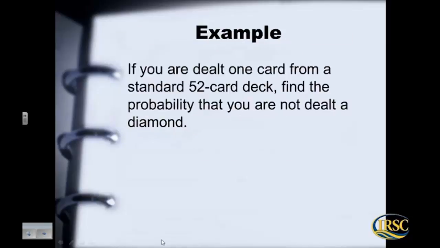So if you're dealt 1 card from a standard 52-card deck, find the probability that you are not dealt a diamond. So first of all, there's a lot of different ways we can do this problem. We can strictly look at what's not a diamond, but you could also just say, well, what's the probability of finding a diamond first? Because that might be easier to think about it that way. So the probability of selecting a diamond would be what? 13 out of 52, okay, which reduces to 1/4.